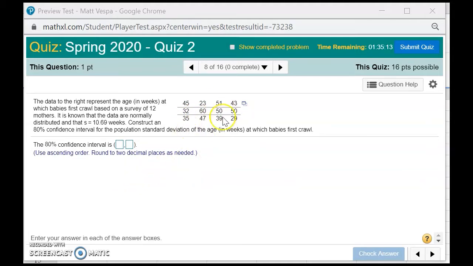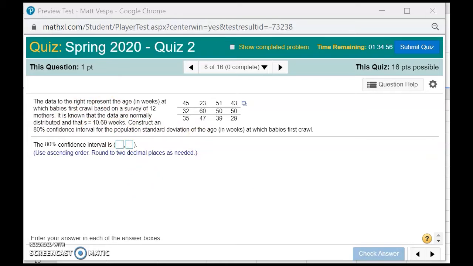And we have the data, so we could go find the sample standard deviation on our own, but they actually give it to us right here. s is 10.69 weeks. So again, it's important to know our notation, right? s is the sample standard deviation. So they've actually already given us one of the 3 or 4 things we need to know.